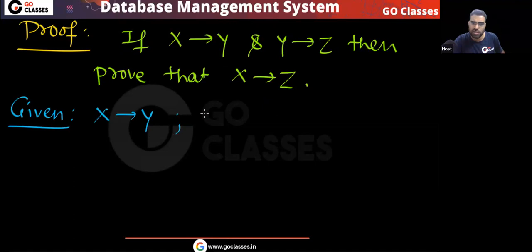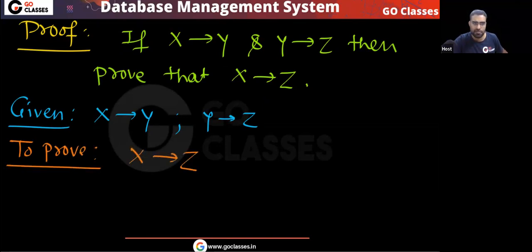Also it is given that Y determines Z. This is given. And what we need to prove? We need to prove that X determines Z. Okay. Now apply the direct proof.